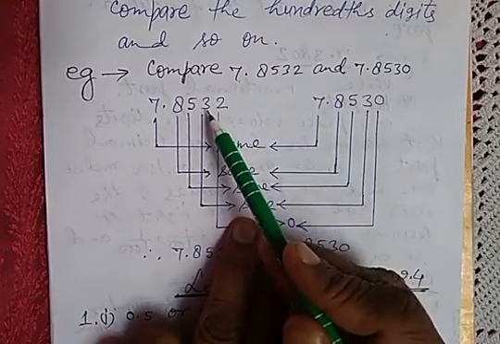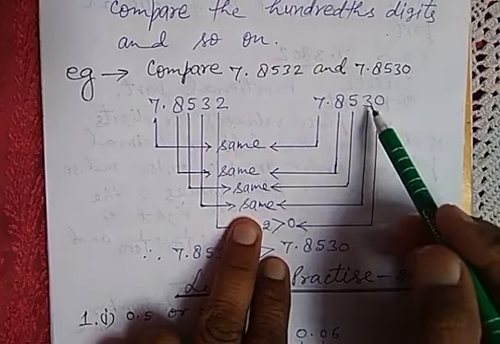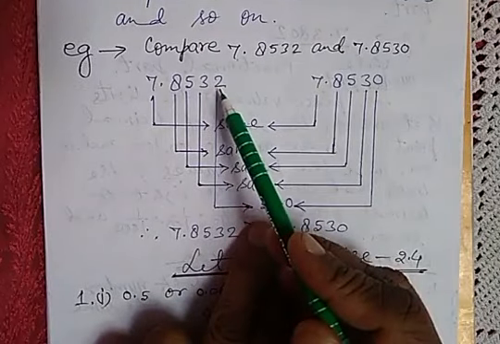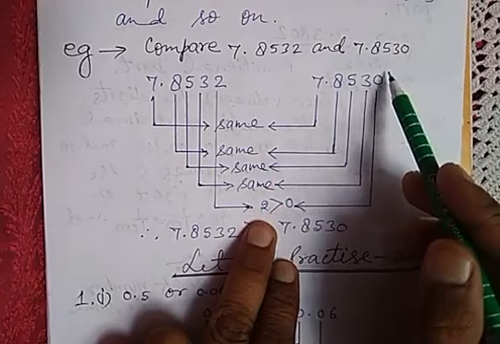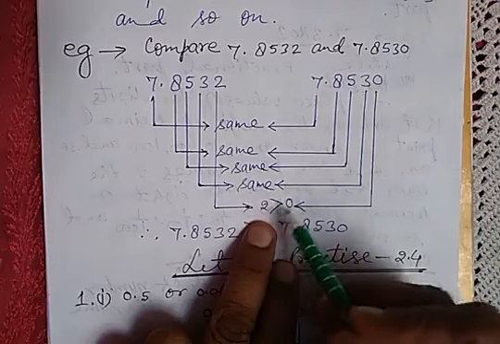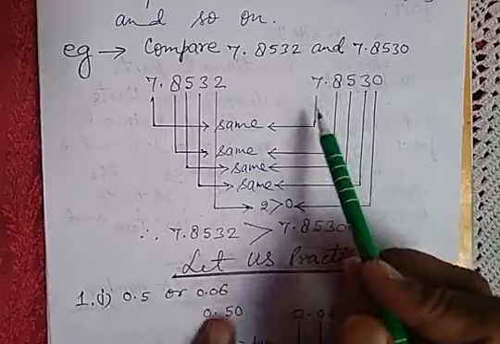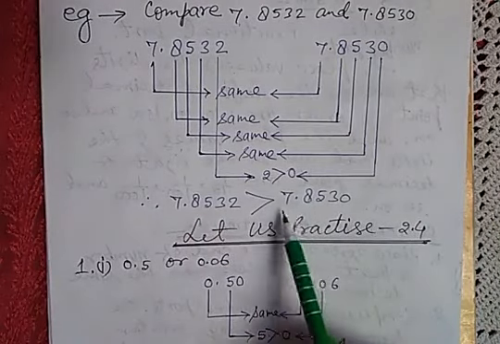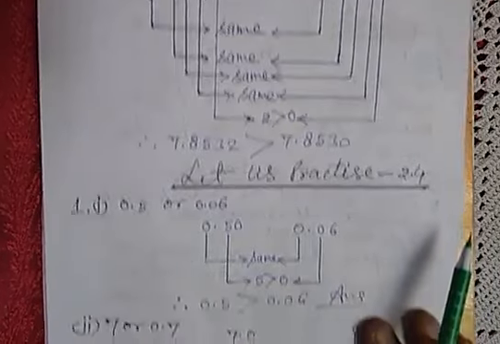The thousandths digit of this decimal number is 3 and the thousandths digit of this one is also 3. Same digit. And the ten-thousandths place of this decimal number is 2 and the ten-thousandths place of this decimal number is 0. 2 is greater than 0, means this decimal number is greater than this decimal number. Therefore, 7.8532 is greater than 7.8530. You have to write it in your classwork.